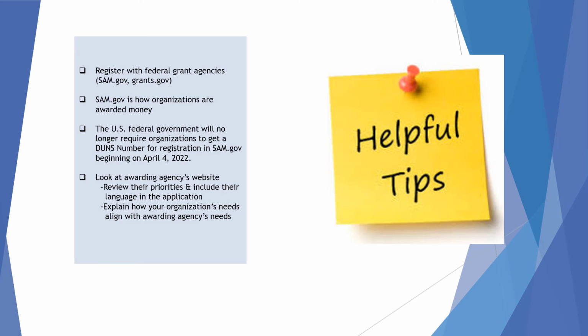Here are some helpful tips that may be beneficial as you begin your organization's journey to seeking federal funding. You will want to register with federal grant agencies such as sam.gov and grants.gov. sam.gov is how organizations are awarded money. The U.S. federal government will no longer require organizations to get a DUNS number for registration in SAM.gov, beginning on April 4, 2022. Look at the awarding agency's website for which you are interested in the grant opportunity. Review their priorities and include their language in your application. Explain how your organization's needs align with theirs.